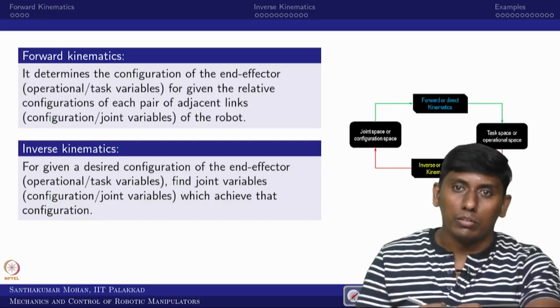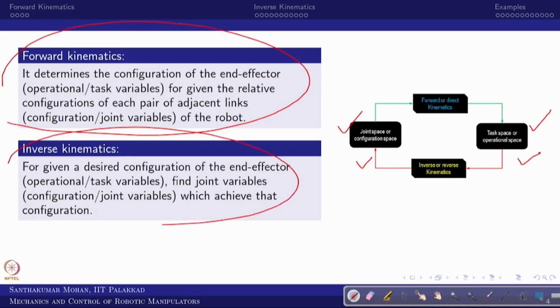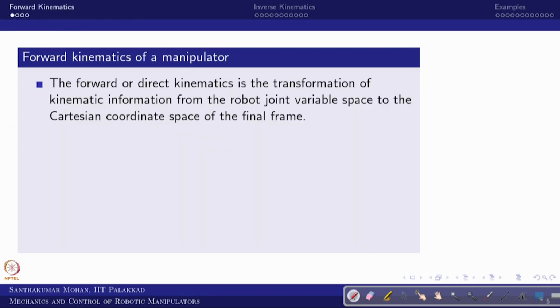So that is what we have written here. Forward kinematics means, for a given joint space, we are trying to find out the task space. Inverse kinematics, or reverse kinematics, means for a given task space, we are finding the joint space. That is the whole idea. But this particular lecture is going to talk more about this, and the later part more about the second part, in the sense inverse kinematics.